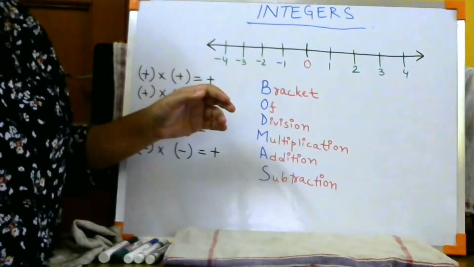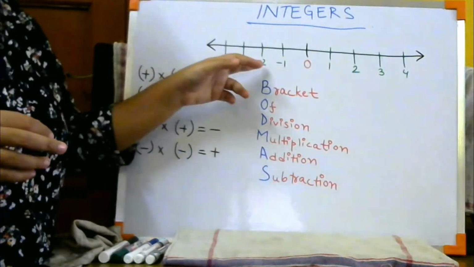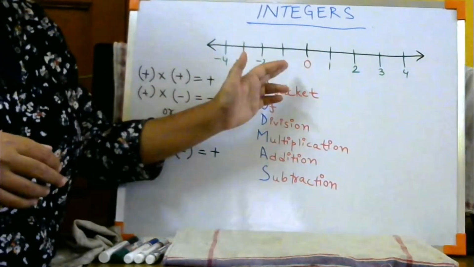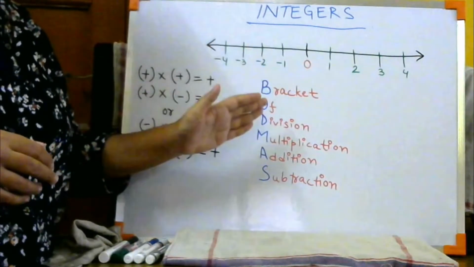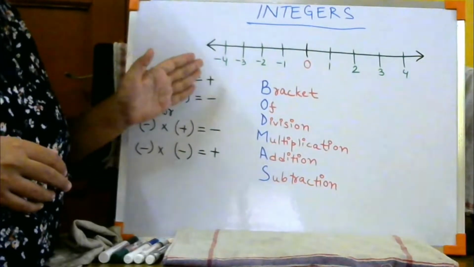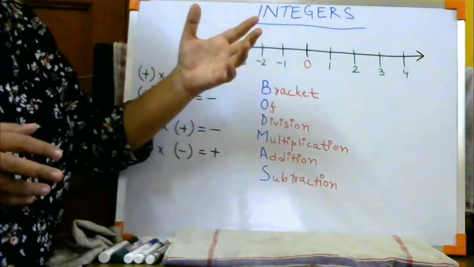But if I ask you who is lesser in quantity, who is the smaller number between -2 and -1? -2 is the smaller number. Why? Because from -1 you are moving to the left hand side to -2. That is why we all know that the left hand side always has the smaller numbers on a number line, and the right hand side has the bigger numbers or the biggest numbers.